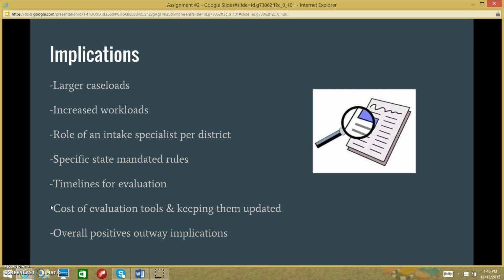Also, each school district must have one individual staff member who fulfills the role of being an intake specialist for the district. Along with the state-mandated rules for evaluation documentation, there are also timelines that must be followed. This can create stressful situations for teachers. The cost of evaluation tools and process of cost of keeping them updated also may be another implication. However, there are several ways that the state requires identification and evaluation can create implications for teachers. The overall positives of impacting a student's life outweigh the implications very quickly.